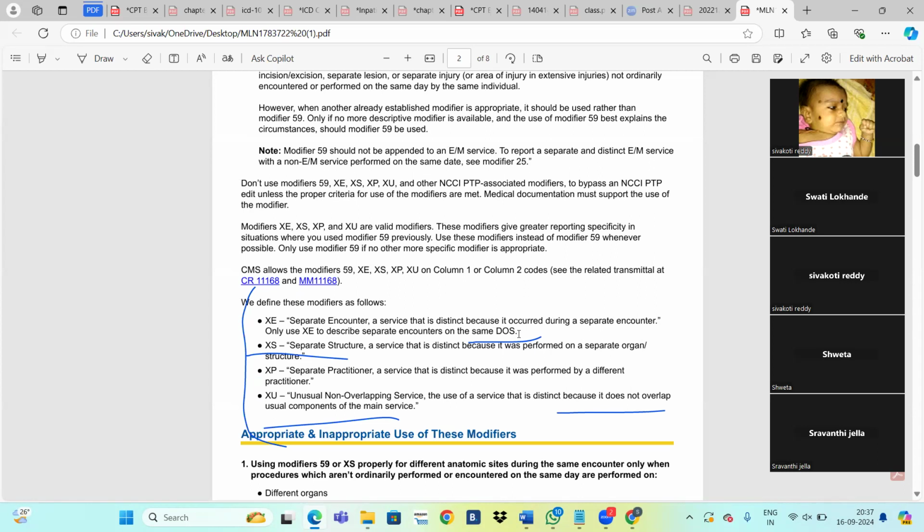you need to use XE. The procedure was performed in separate encounters. They did half of the procedure, then again did a separate encounter for the remaining procedure. The service is distinct because it occurred during a separate encounter. Then XE.